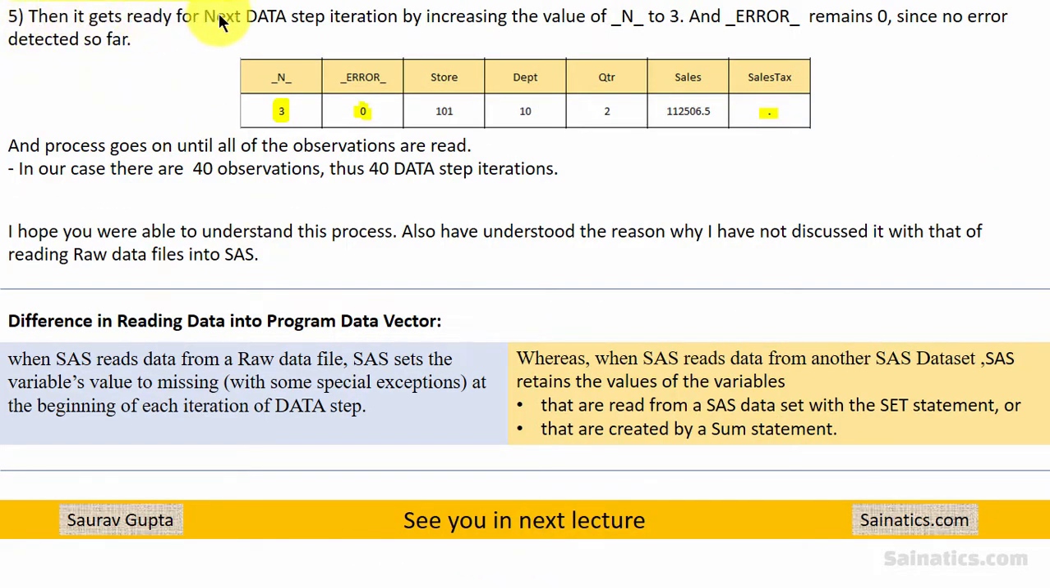Then it gets ready for the next data step iteration by increasing the value of _n_ to 3 and _error_ remains 0 since no error has been detected so far, as you can notice here. And the process goes on until all of the observations are read. In our case there are 40 observations, thus 40 data step iterations will take place.